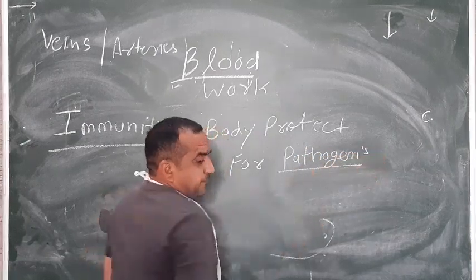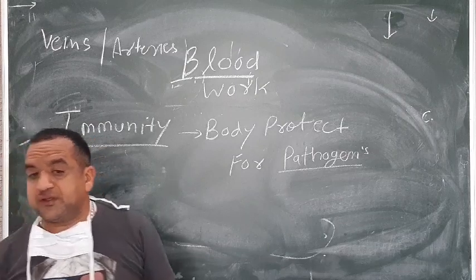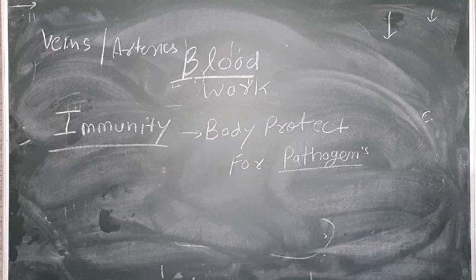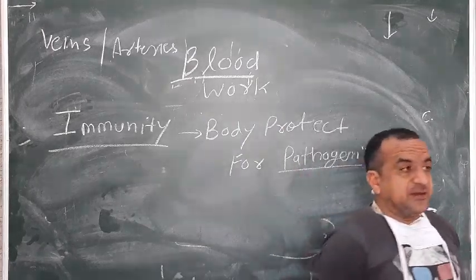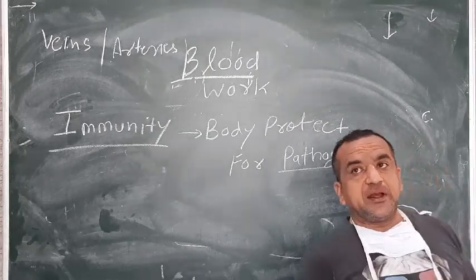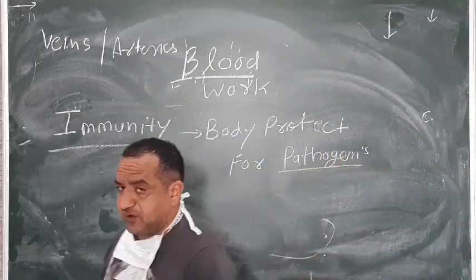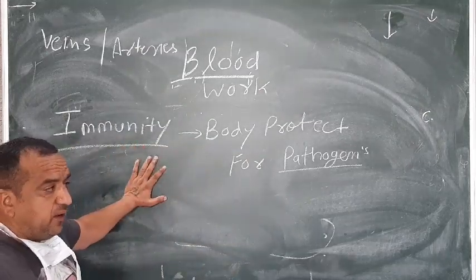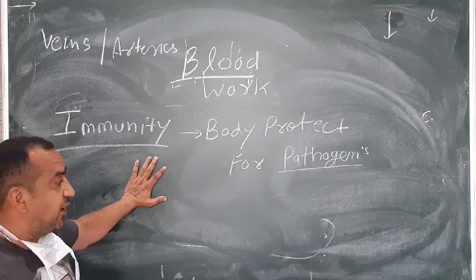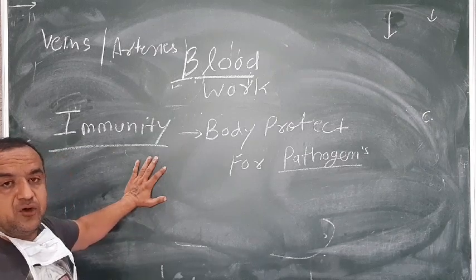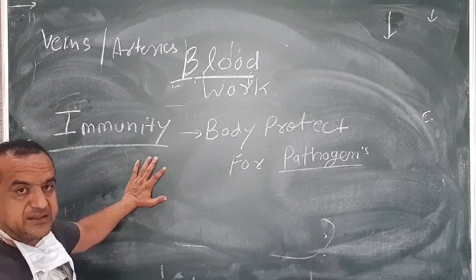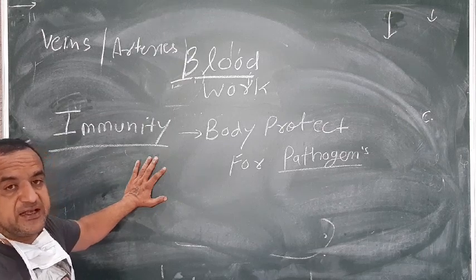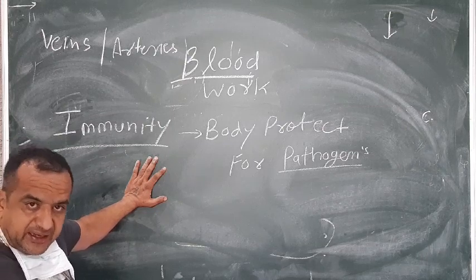What is the meaning of pathogens? There are many good and bad foreign particles present in our body and on the outer side of our body. Good pathogens help our body do many works, just like lactobacillus bacteria. Lactobacillus bacteria is good for our GI, gastrointestinal tract.